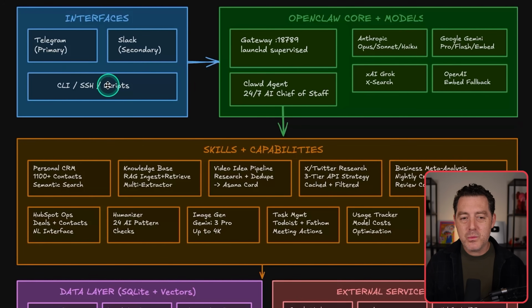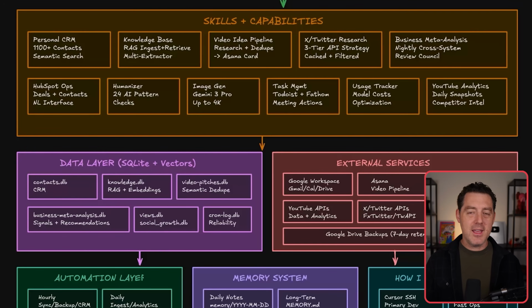Then, of course, we have our command line interface. I sometimes SSH in, and we also have scripts. I'm using multiple models, of course. So we have Anthropic, Opus, Sonnet, and Haiku. I'm using Google Gemini for a bunch of stuff. We're using xAI, Grok, and X search. And of course, we're using OpenAI. And it already has, after just 2+ weeks of using it, a ton of different skills.